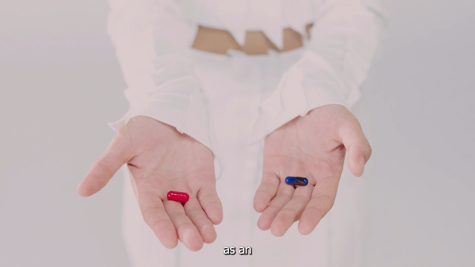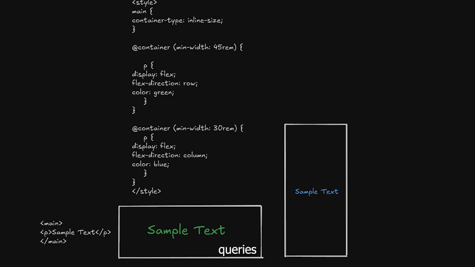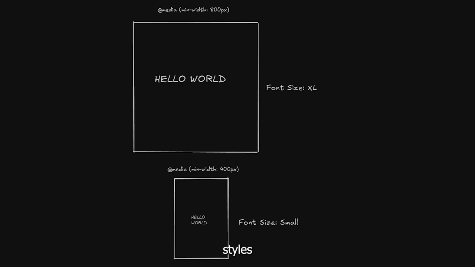Container queries are made as an alternative to media queries, but they're commonly used together since they complement each other. Container queries allow you to style a section of your application based on the dimensions of its parent container, while media query styles are applied based on the viewport size.